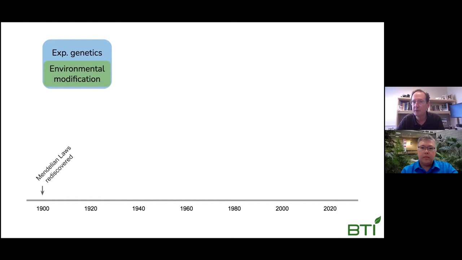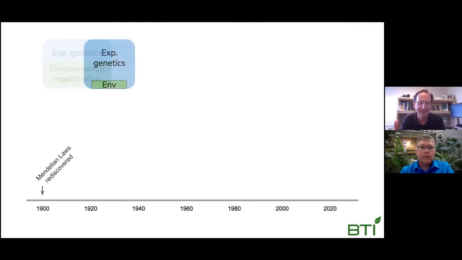This is maybe an oversimplified view, but I hope it illustrates that early on, when genetic laws were rediscovered and people started to do experimental genetics, they were heavily invested in environmental modification, meaning, can I make mutants by changing the environment? And as time went on, maybe starting in the late teens but into the 20s, this emphasis on the environment started to dwindle. And there's lots of reasons for that.